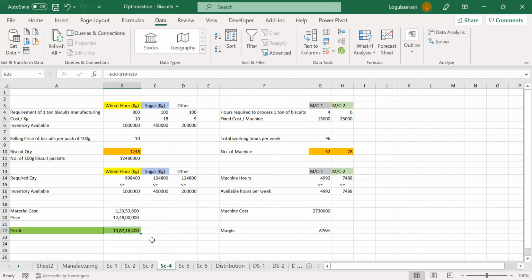Now, moving ahead, we are going to show you 2 more scenarios, which take this business problem further ahead, considering further more constraints.